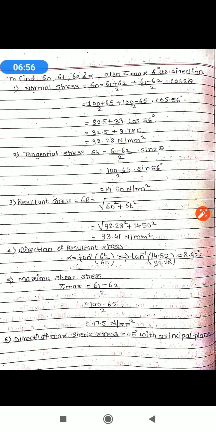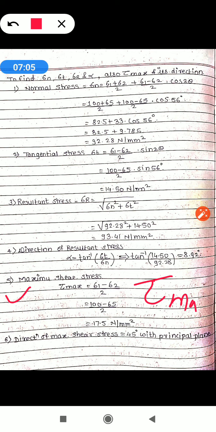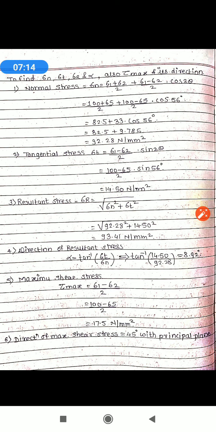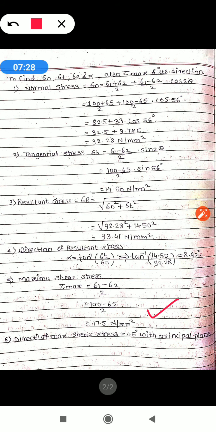After that, the maximum shear stress. Our last finding, the maximum shear stress, is tau max. The formula of tau max is sigma 1 minus sigma 2 divided by 2. All these formulae we saw on the previous page. Putting the values of sigma 1, 100, and sigma 2, 65, we get 100 minus 65 divided by 2. The answer is 17.5 Newton per mm square. The direction of maximum shear stress is 45 degrees with the principal plane.